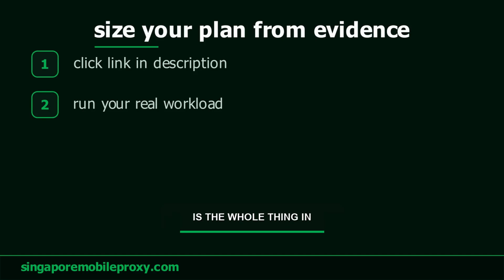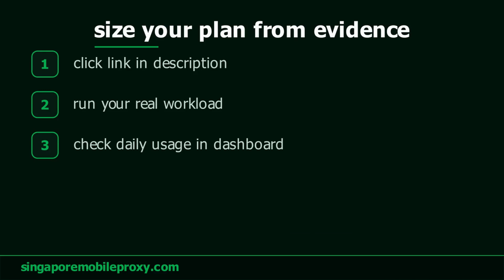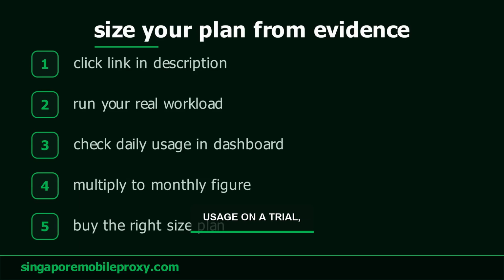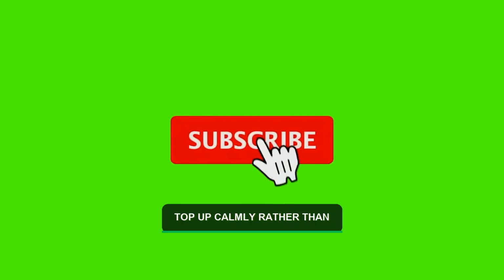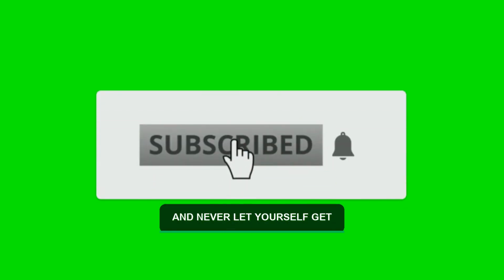Here is the whole thing in one breath. Bandwidth is real carrier data, so it is billed by the gig. What you send matters far more than how long you run. Video and heavy pages burn it, plain account work barely touches it. Measure your real usage on a trial, project it to a month, and size from there. Start a notch smaller and top up calmly rather than overbuying out of fear, and never let yourself get cornered into a panic top up at midnight.